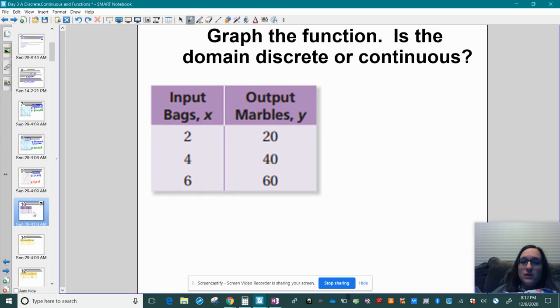From a table. This one's a little bit trickier. We have to think of the context. You could graph it if that helps you, but I like to think about it. So we'll think about it here. If we're talking about bags is our input. And again, we're still asking, is our domain discrete or continuous? So we're asking just right here about our input of bags of marbles. Well, it sounds like you're at a store and you're going to buy a bag of marbles. Can you buy a half bag of marbles? No. Can you buy a 16th of a bag of marbles? No. So it's not continuous, it's discrete. That is a discrete domain. And you can write that if you would like to in your notes, that you can't buy a fourth of a bag of marbles, if that helps you.